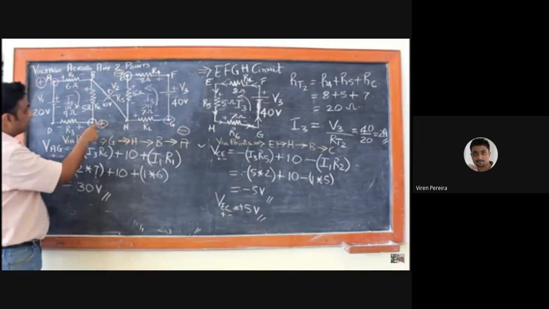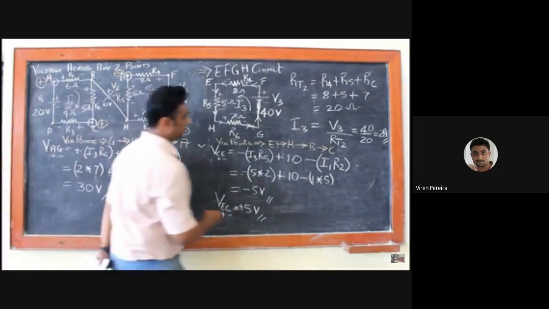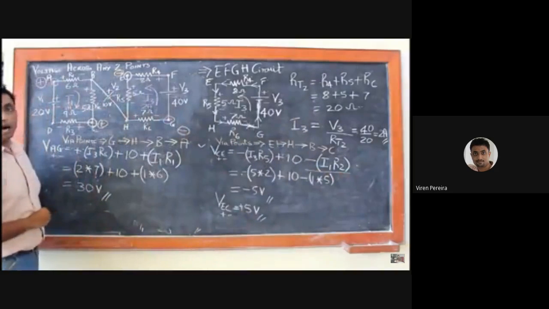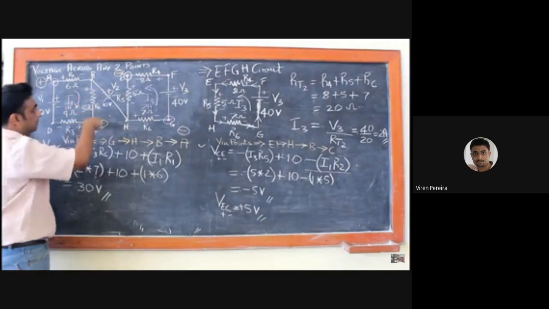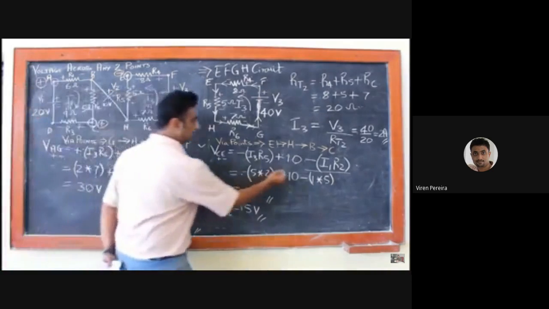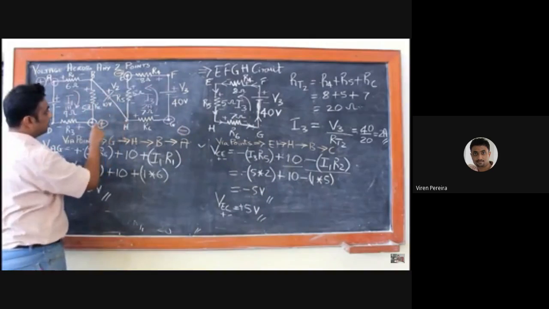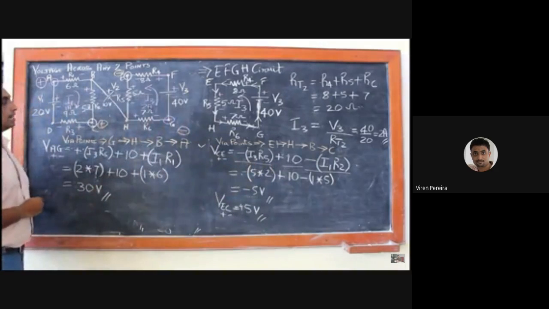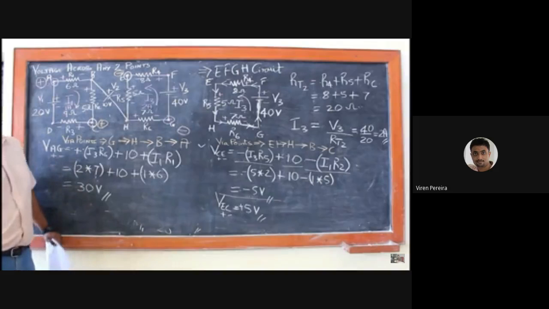So this is positive here. So positive into negative will give me what? Negative. Therefore I have minus I1 R. Then again, the first terminal it touches, positive into positive will give me positive. That's why plus 10. Then again, positive into negative will give me negative, which is minus I3 into R5. Wherein I will get the same answer, and then VCE equals minus 5 volts.